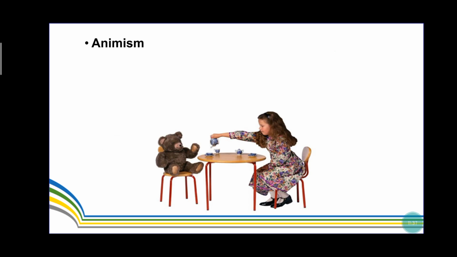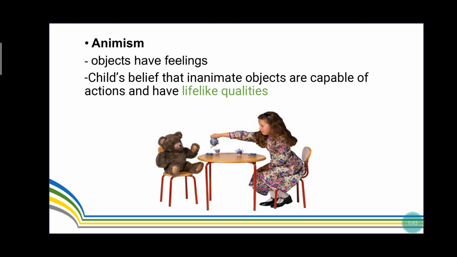So lastly, we have the animism. Animism is when the learners or children tend to believe that inanimate objects such as toys and teddy bears have human feelings and intentions. So with this, the child believes that the world of nature is alive, conscious, and has a purpose. So objects have feelings. Children believe that animals are capable of actions and have life-like qualities, just like what is shown in the picture.